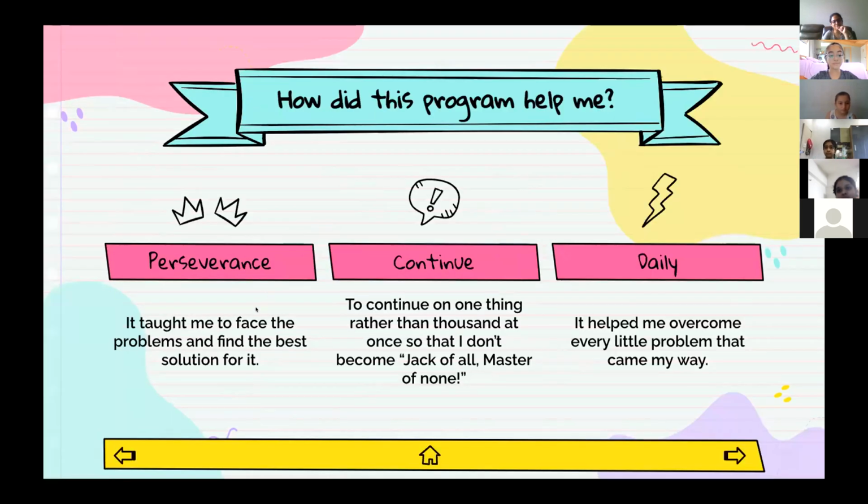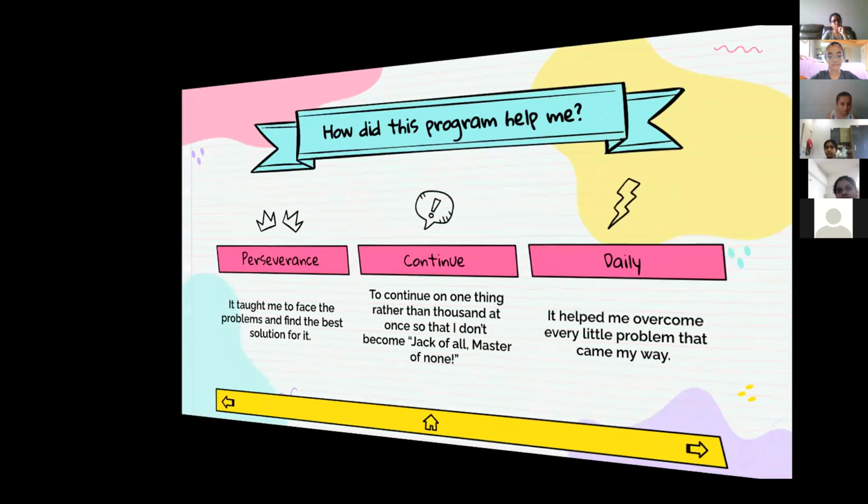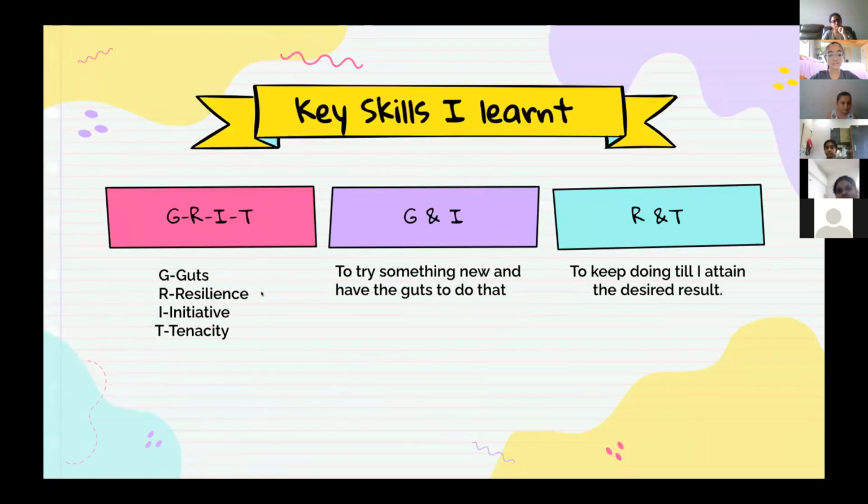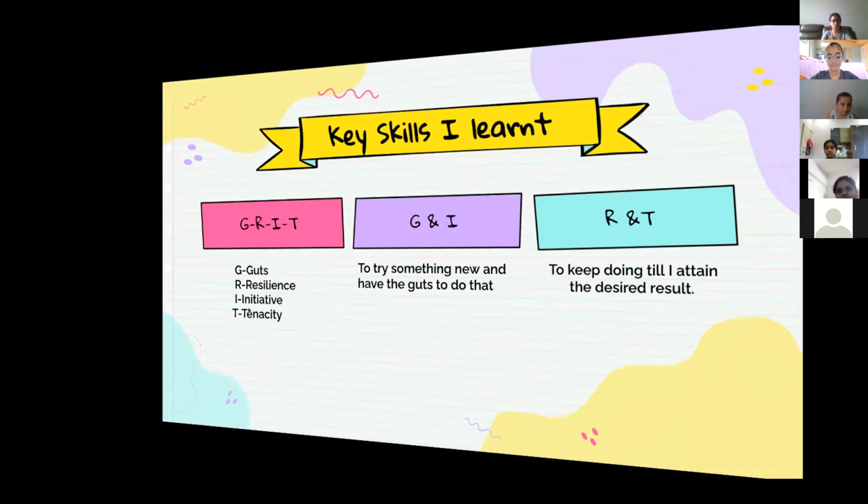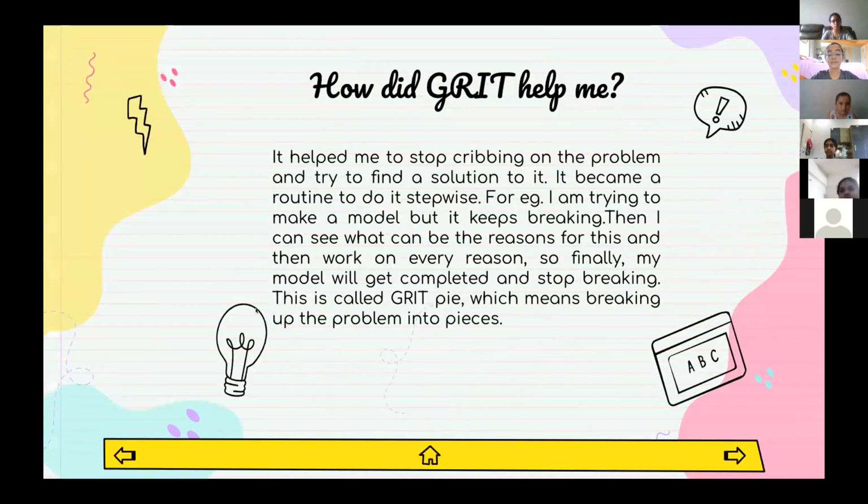This program helped me with perseverance, continuation, and daily problems. The key skills I learned were GRIT. G and I go together, and R and T go together. The grit helped me to stop cribbing on the problem and try to find a solution to it. It became a routine to do the grit pie routine.